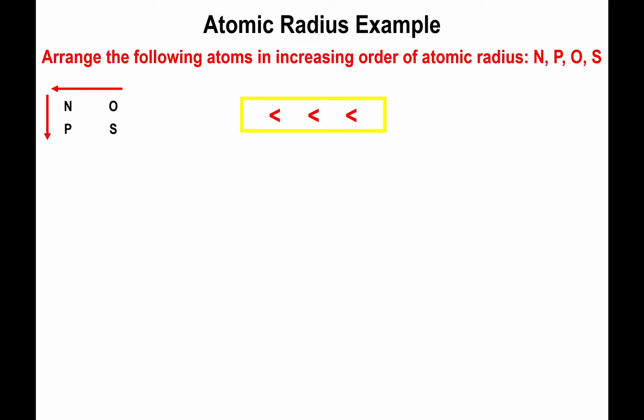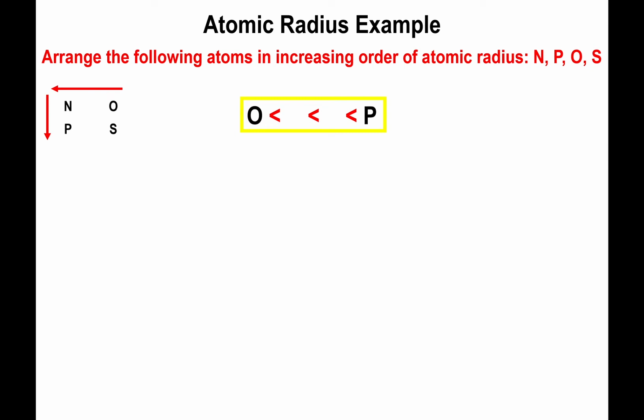What we can say right out of the gate is that, if increasing the size of the element allows us to go from right to left and from top to bottom, then oxygen by default has to be the smallest element in this series. And phosphorus by default has to be the largest one, just by following the trend that we learned in the periodic table, right? So oxygen is the smallest, phosphorus is the largest. That we have no problem with.